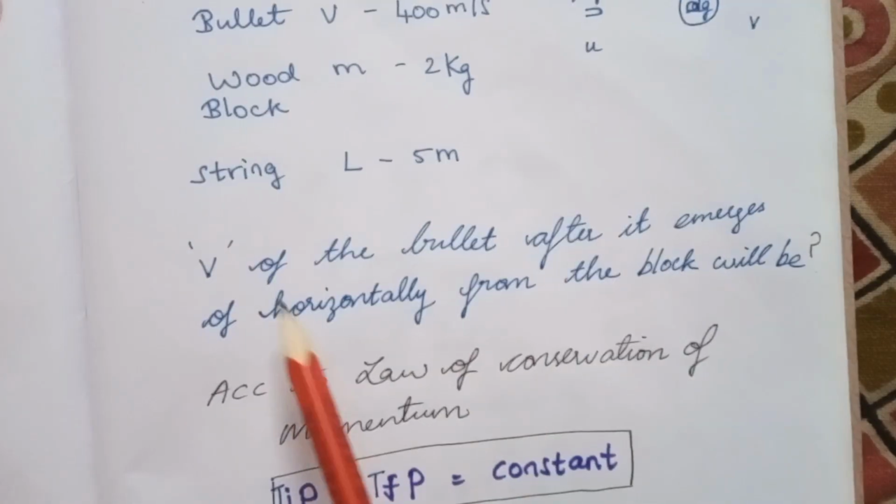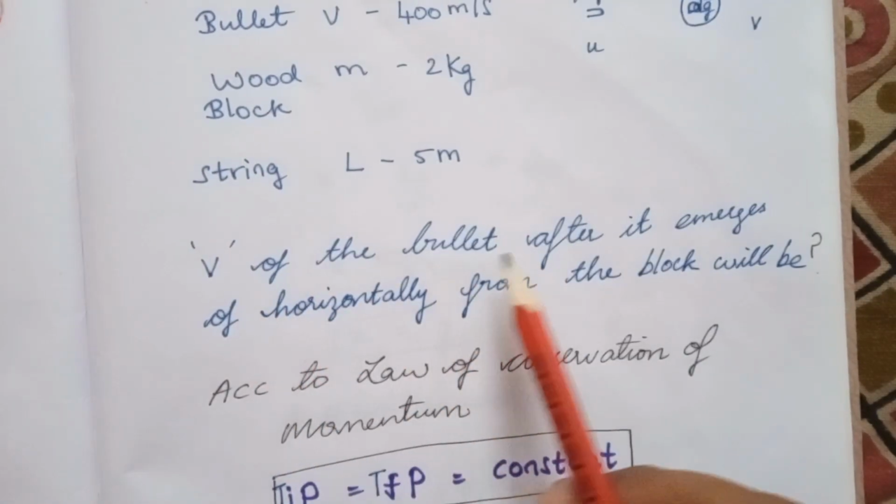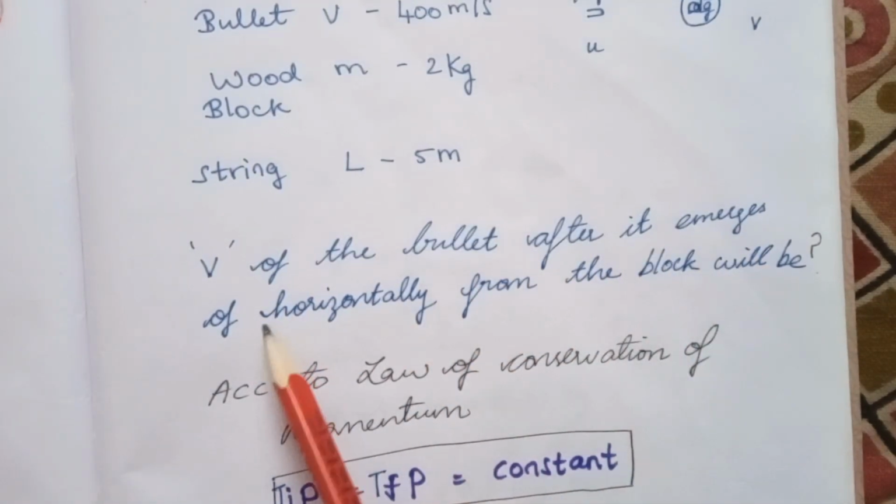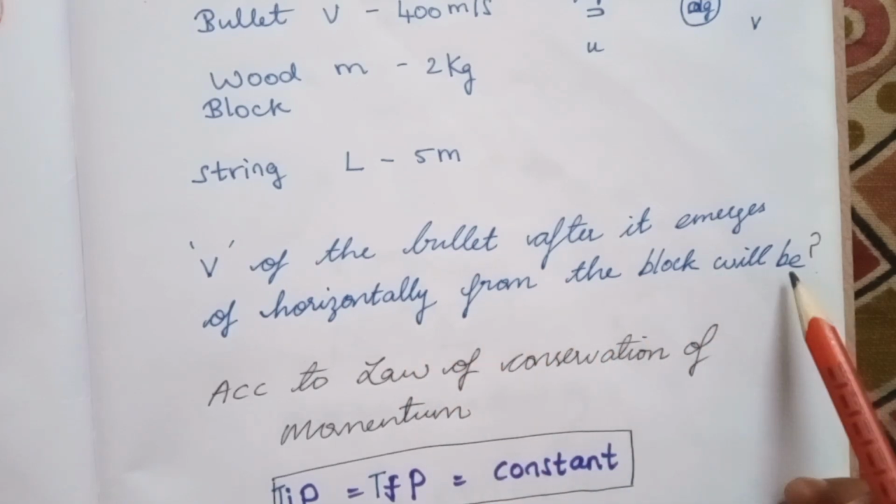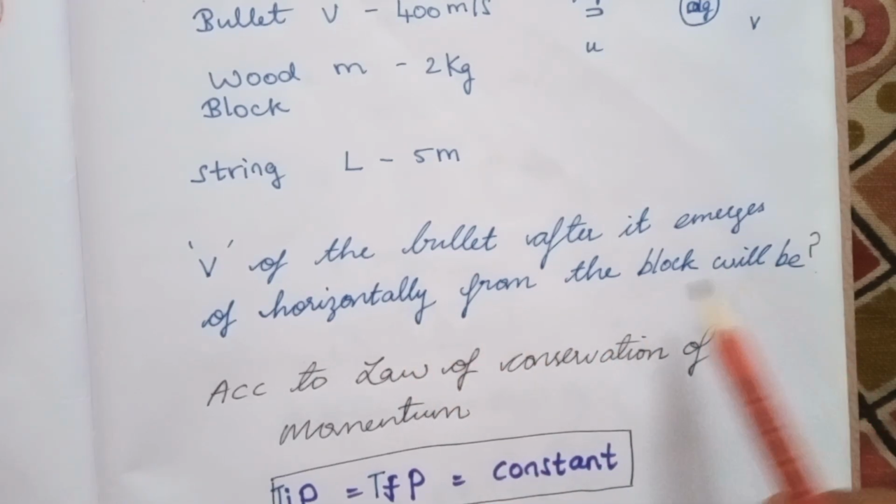The bullet emerges off with final velocity v and its mass is 10 grams. Now, the velocity of the bullet after it emerges off horizontally from the block will be? This is the question we have to find.